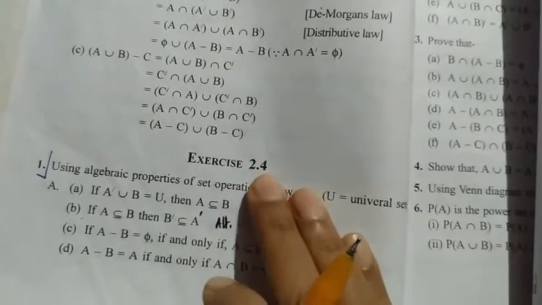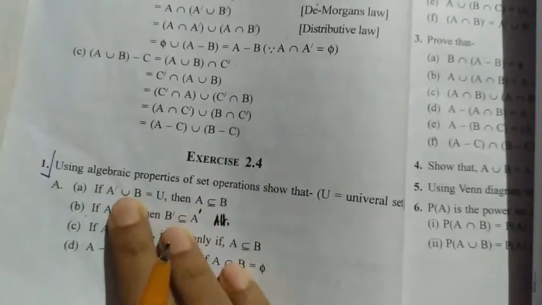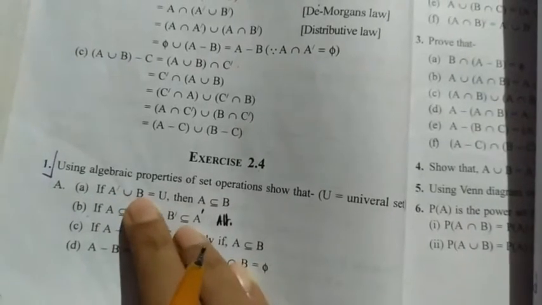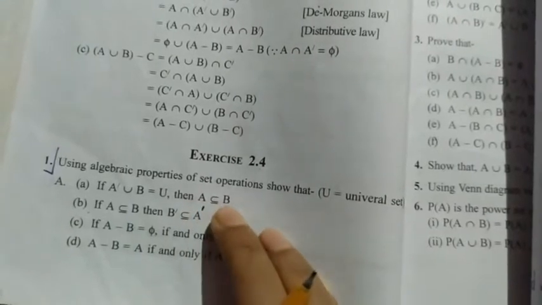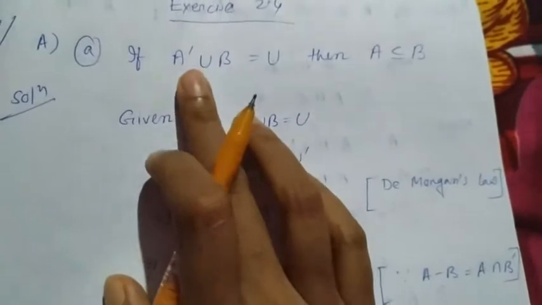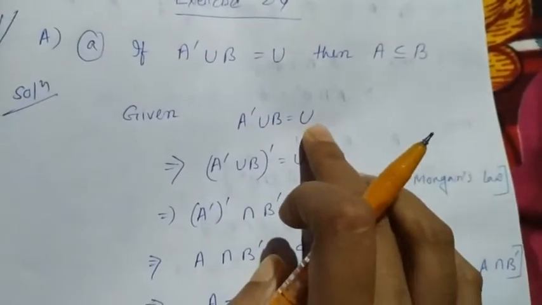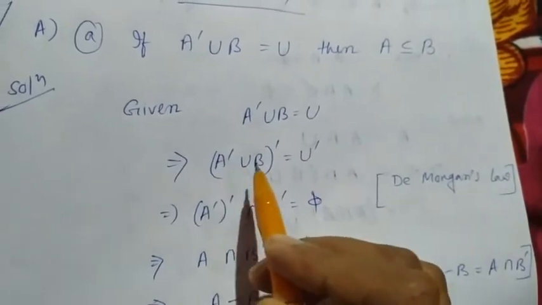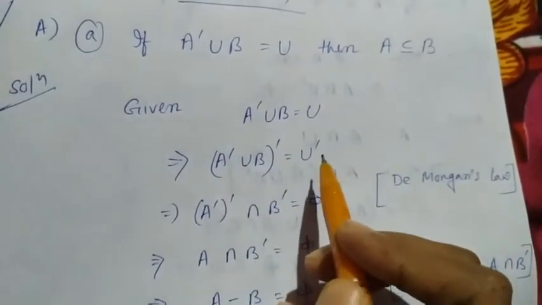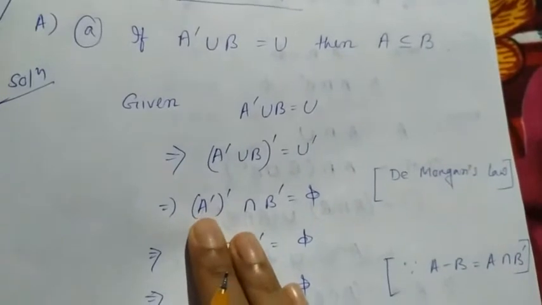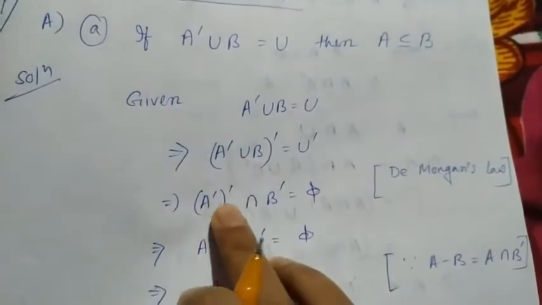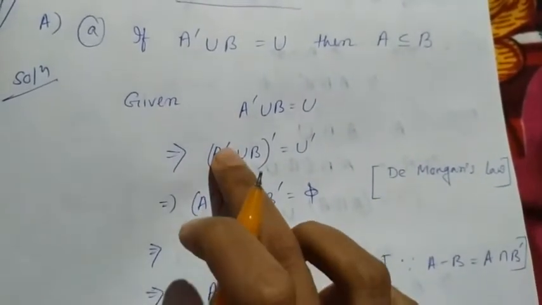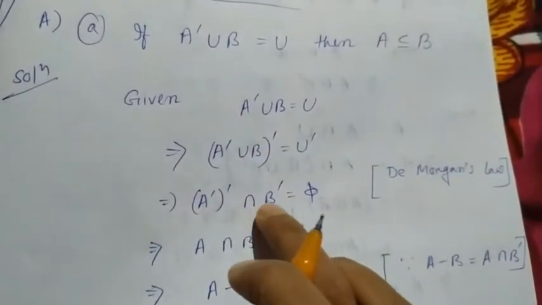Exercise 2.4, question number 1a. If A complement union B is U, where U is the universal set, then prove that A is a subset of B. Given A complement union B is U, I take the complement on both sides. (A complement union B) whole complement equals U complement. Now it equals (A complement) whole complement intersection B complement.